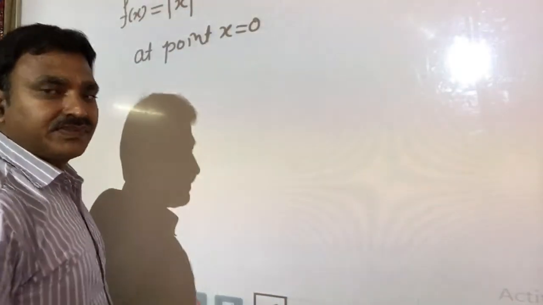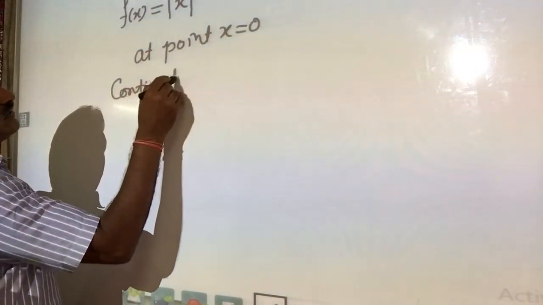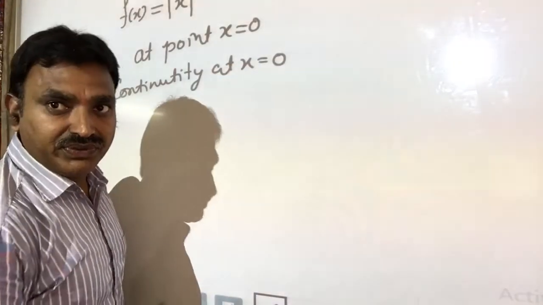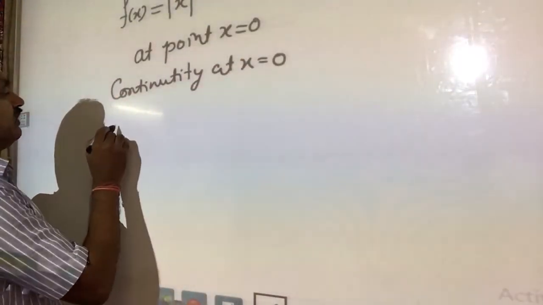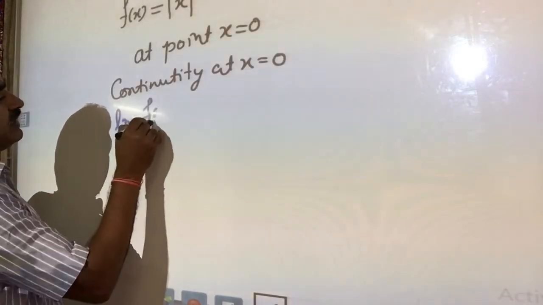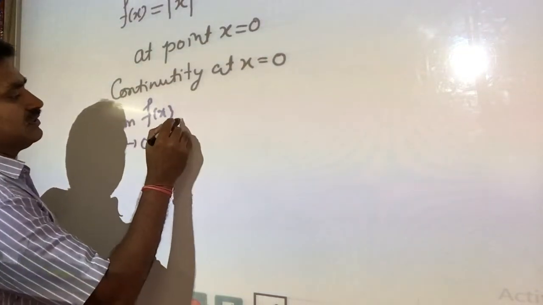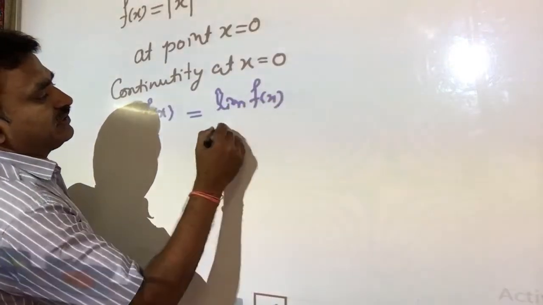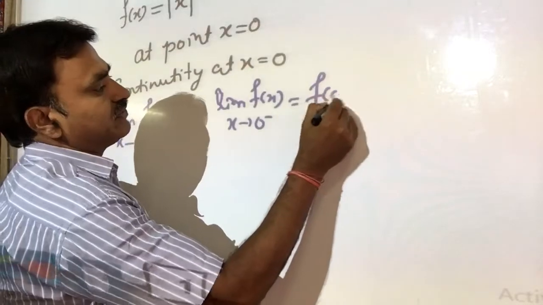So students, for continuity of this function at x equal to 0, we know that there are three conditions. For continuity of any function at any point, we have to find that the limit of the function as x tends to 0 plus should be equal to the limit of the function as x tends to 0 minus, and equal to f of 0.